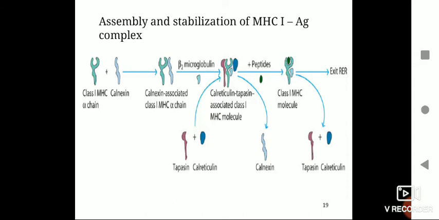So the next step is the binding of beta 2 microglobulin to this calnexin-associated class 1 MHC alpha chain. This association will also lead to the binding of two proteins called tapasin and calreticulin. Tapasin and calreticulin will bind with the calnexin-associated class 1 MHC alpha chain and beta 2 microglobulin. Now this binding will lead to dissociation of calnexin from the complex and binding of the peptide.